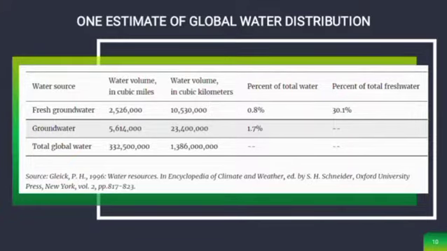Following that, we have groundwater, which has 5,614,000 cubic miles, and the water volume in cubic kilometers is 23,400,000. The percent of total water is 1.7%, and the percent of total fresh water is none. And then we have total global water, which is 332,500,000 cubic miles, and in cubic kilometers 1,386,000,000, with none for the percent of total water and total fresh water.